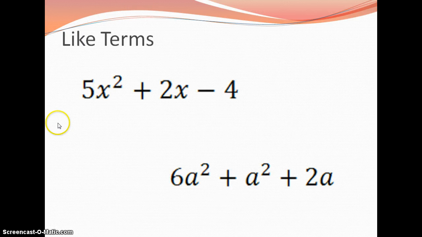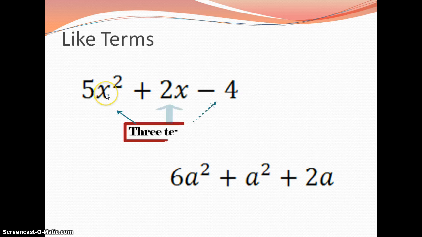So if we look at this first expression here, 5x squared plus 2x minus 4, notice that we have an x squared and an x here. They both have an x, however, this has a square on it and this does not. Therefore, those would not be like terms. They are just three terms in an expression.